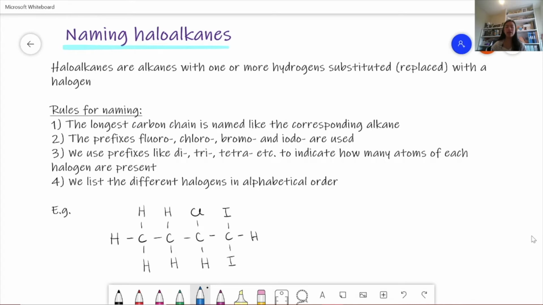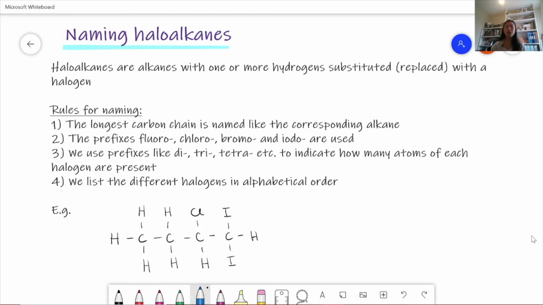Now we're going to talk about how to name haloalkanes. So haloalkanes are alkanes with one or more hydrogens substituted, which means replaced with a halogen. So there are a few rules for naming. The first is that we name the longest carbon chain again, like the corresponding alkane, and then we use the prefixes fluoro, chloro, bromo, and iodo to indicate which halogen it is, and we also use the prefixes di, tri, and tetra to indicate how many atoms of each halogen are present. And the fourth rule is that we list the different halogens in alphabetical order.